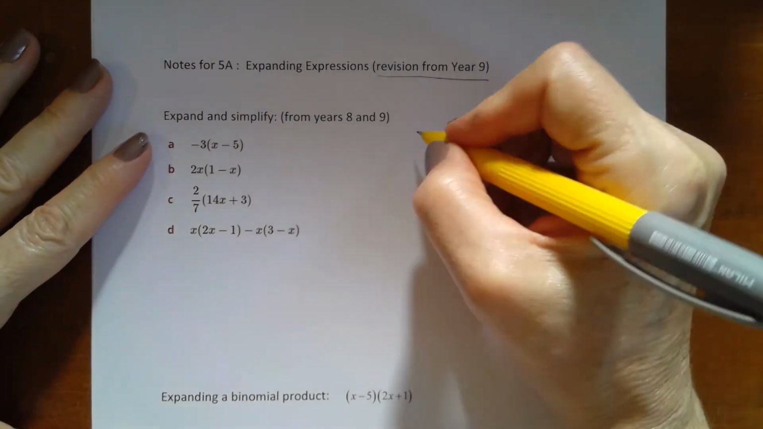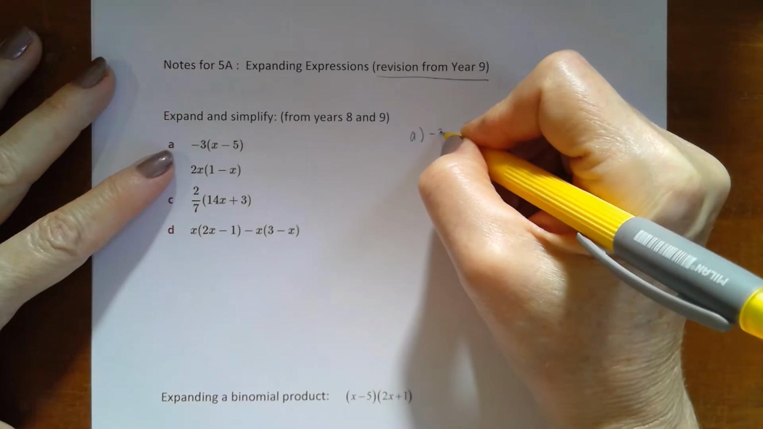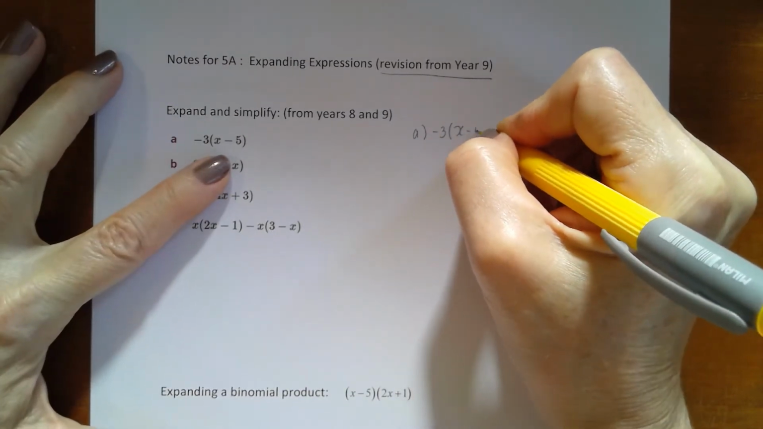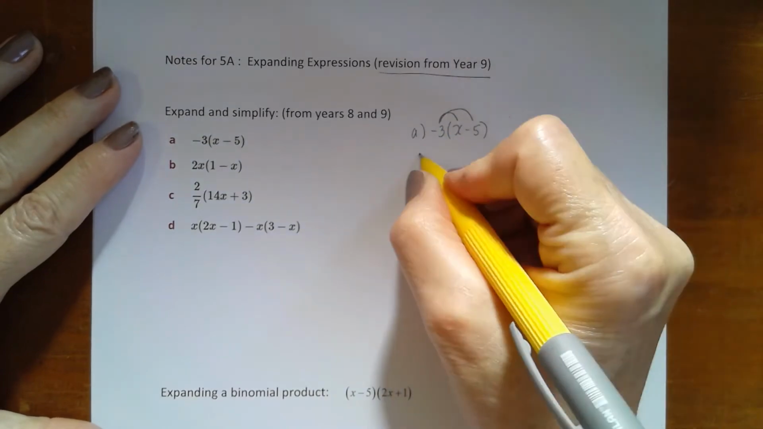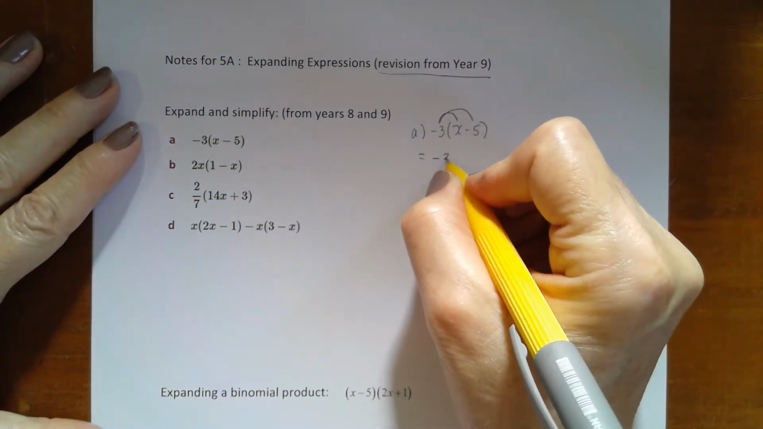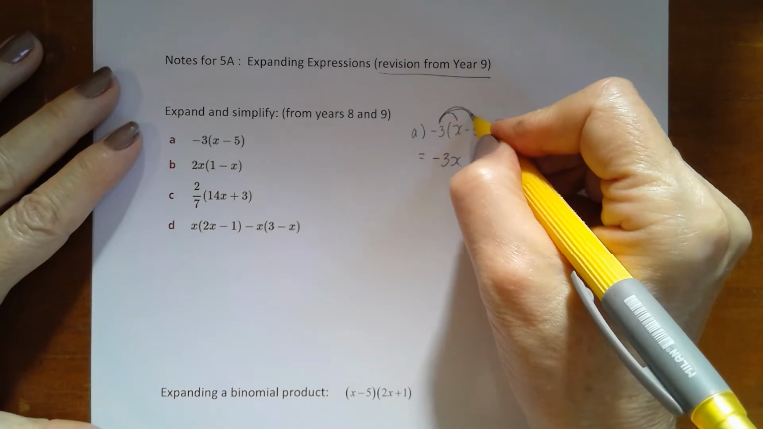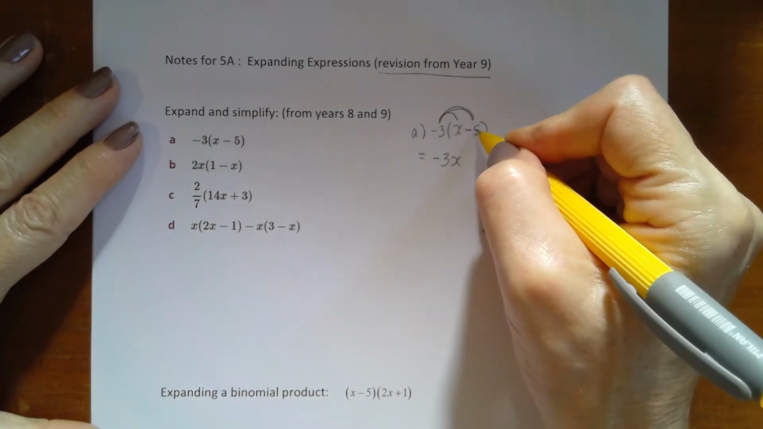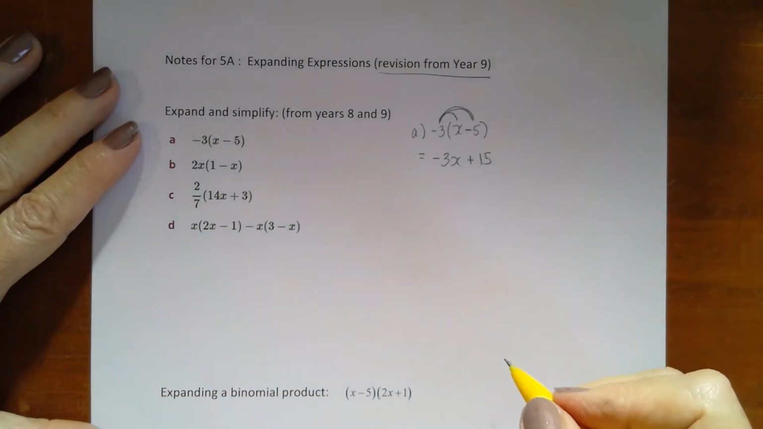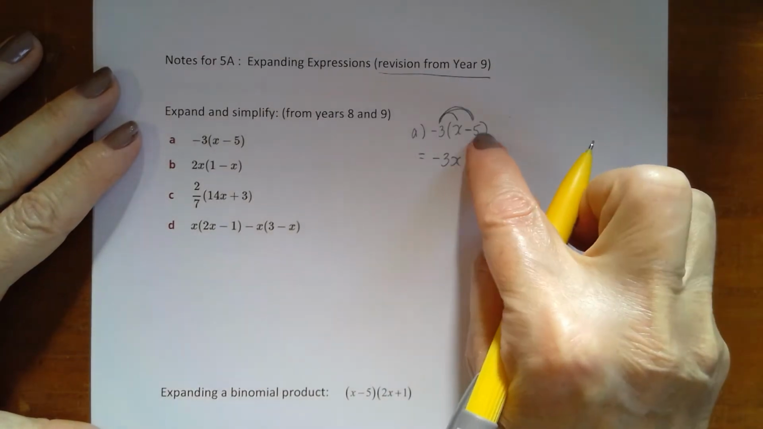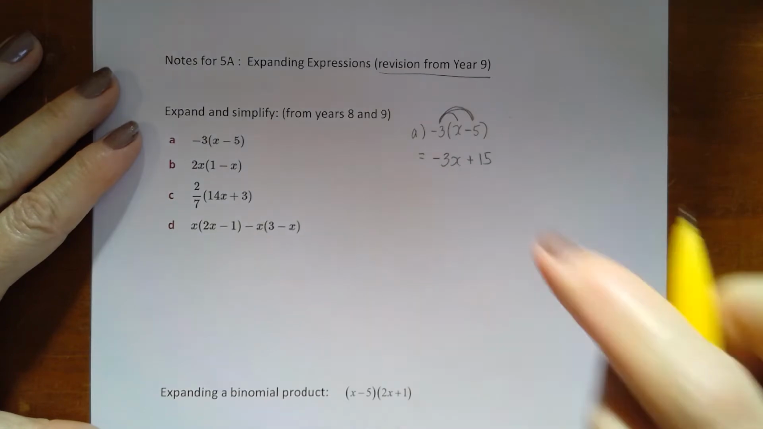So here we go. A says -3 bracket x minus 5. And these brackets mean multiply. And so I do this kind of little thing here. And I go, okay, well, that's equal to -3 times x, or -3x. And this is equal to -3 times -5. Whatever sign is in front of the number belongs to that number. So that's going to be plus 15. Remember that when you multiply two numbers that have the same sign, it turns into a positive.